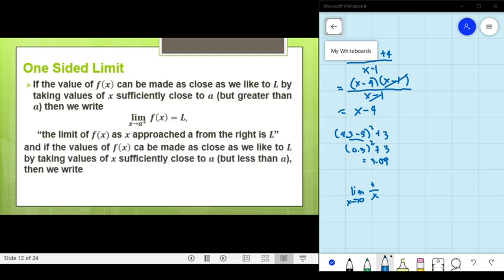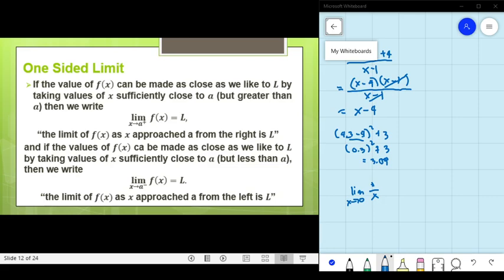Okay? And if the values of f of x can be made as close as we like to L by taking values of x sufficiently close to A but less than A, that means the limit of f of x as x approaches A from the left, since the sign placed above A is a minus. So we can read it as the limit of f of x as x approaches A from the left is L. Okay?